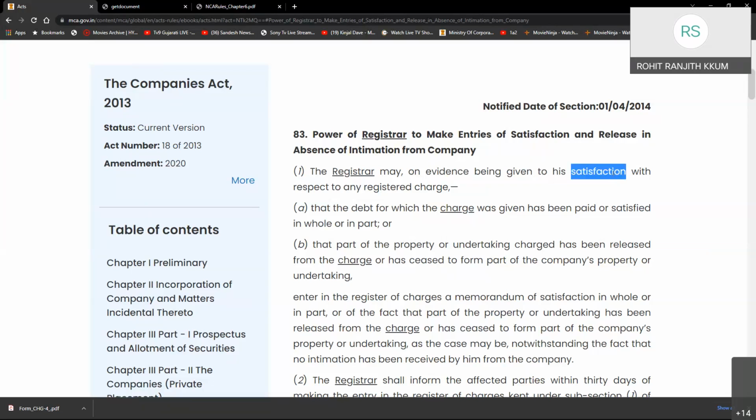And if ROC is satisfied that the debt for which the charge was given has been paid or satisfied, or that part of the property or undertaking charged has been released from the charge or has ceased to form part of the company's property. You tell me, guys, the property upon which the charge was created, what if that property is destroyed, or that property is sold? Now, does it make any sense to have the charge on the property? Come on. The property on which the charge was created is destroyed. So does it make sense to keep the charge on that? No. So this is the proper time to satisfy this.